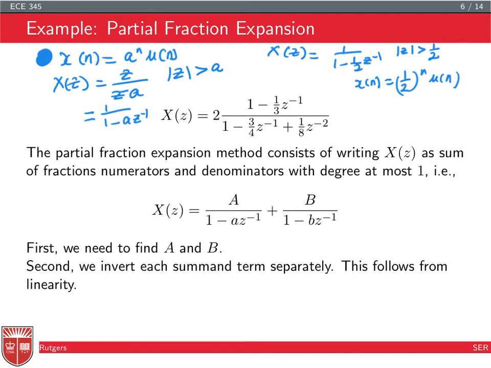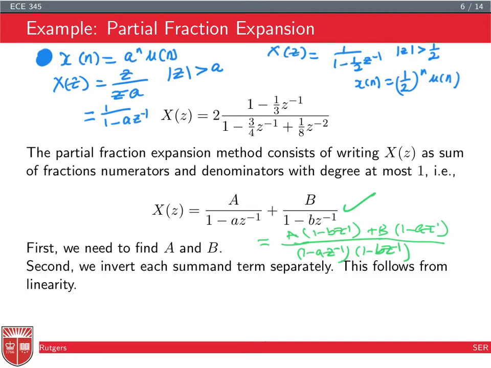So this is the correct form, because again, if you try to find the common denominator, you're going to get something like this: 1 minus a z minus 1 times 1 minus b z minus 1, and in the numerator you're going to get something like this. I'm switching the pen, so let me fix the pen. So it's A times (1 minus b z minus 1) plus B times (1 minus a z minus 1).